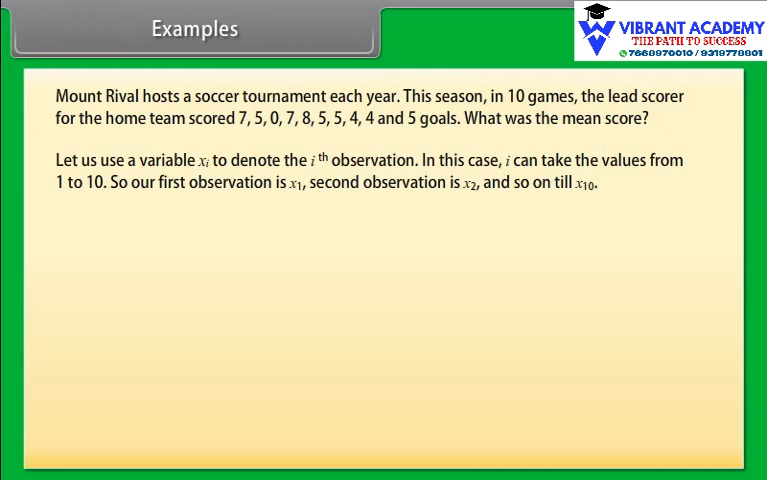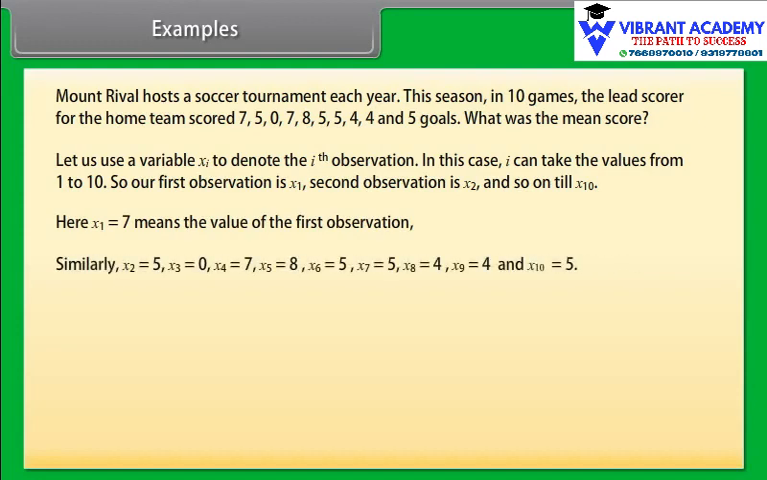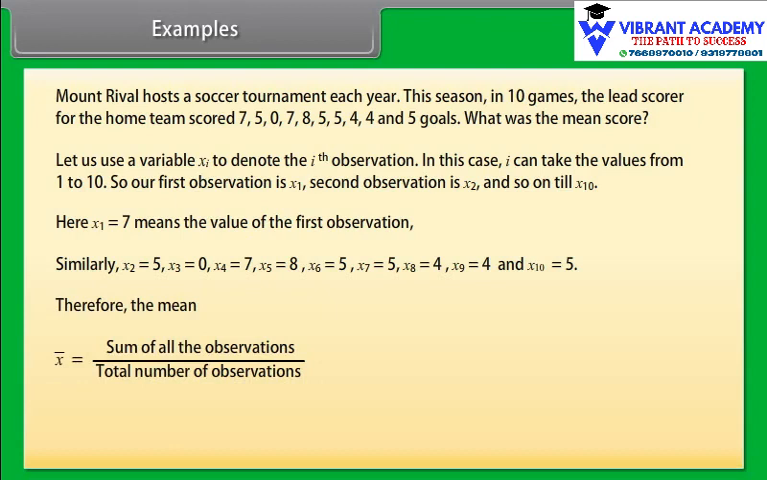Let us use a variable xi to denote the ith observation. In this case, i can take the values from 1 to 10. So our first observation is x1, second observation is x2, and so on till x10. Here x1 is equal to 7 means the value of the first observation. Similarly, x2 is equal to 5, x3 is equal to 0, x4 is 7, x5 is 8, x6 is 5, x7 is 5, x8 is 4, x9 is 4, and x10 is 5.